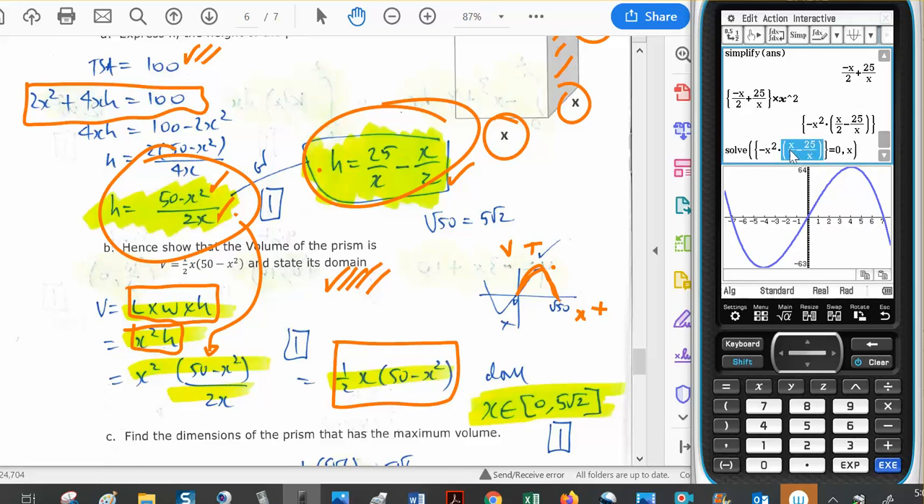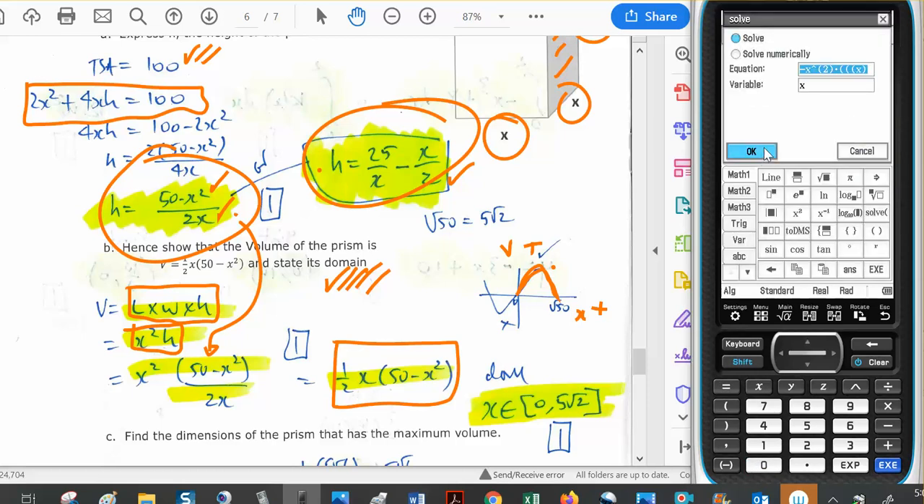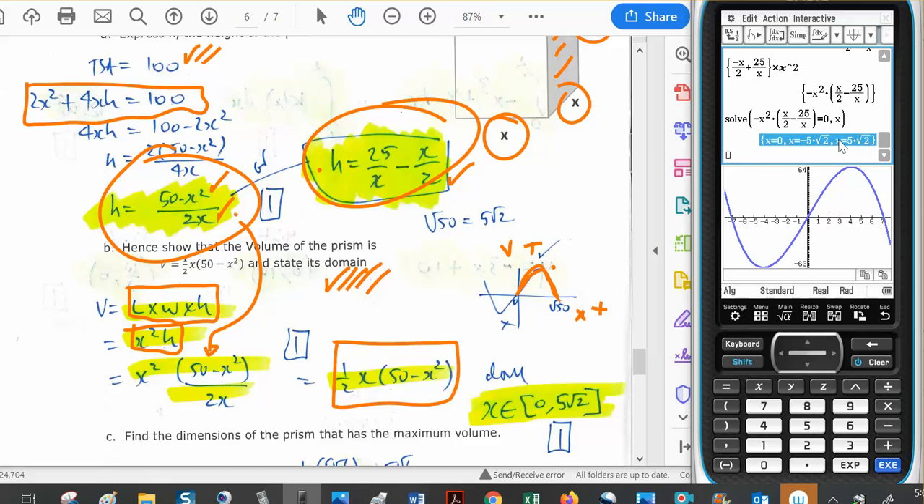Okay, it doesn't like the squiggly brackets. Edit, cut, get rid of all of that. Edit, paste, equals 0, solve for x. And positive or negative 5 root 2. So root 50 is 5 root 2. So this is going to be my domain.